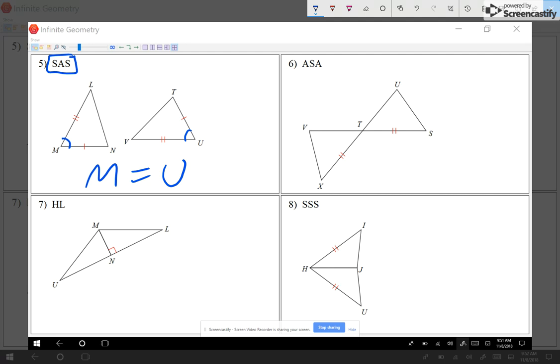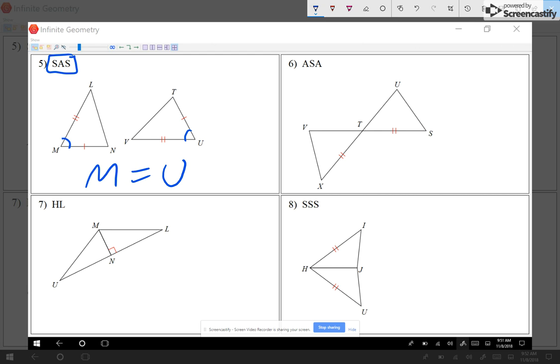Wait, I don't really get the one, HL. The HL? Okay, I'll take a look at HL in a little bit. Why isn't it LN and TV? Why not LN and TV? Because I'm not looking for side, side, side. I'm looking for side angle, side. Oh. Yep. The angle's in the middle.